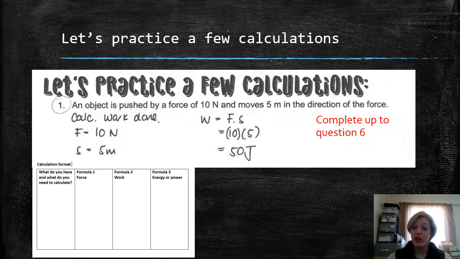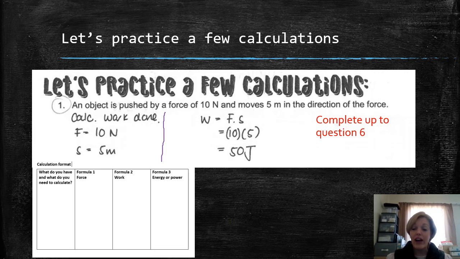Question 1 says an object is pushed with a force of 10 newtons and moves 5 meters in the direction of force. Calculate the work done. So what have I done here? I have put everything that I have in one section on the left-hand side. What do I have? I have force, which is 10 newtons, and I have distance, which is 5 meters. Once I've done that, it's asking, what do I need to calculate? I need to calculate work done.